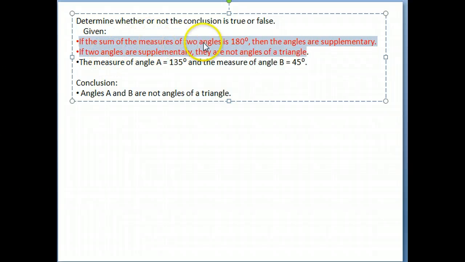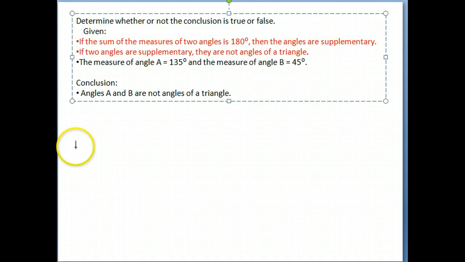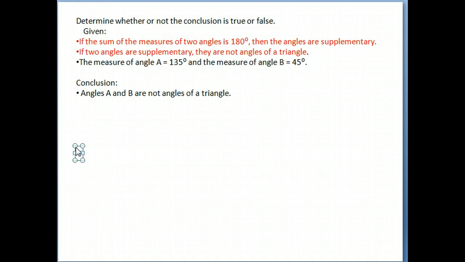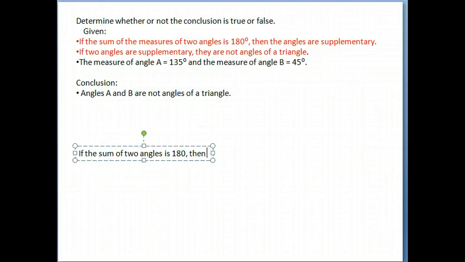If the sum of the measures of two angles is 180, the angles are supplementary. If the angles are supplementary, then they are not angles of a triangle. Well, if we were to draw our conclusion like we had studied, we take out the middle part that's repeated. So we're going to take out "the angles are supplementary," and put the first two together. So if the sum of two angles is 180, then they are not angles of a triangle.